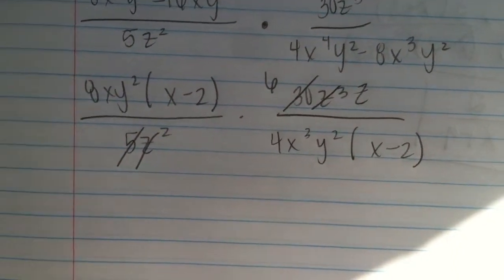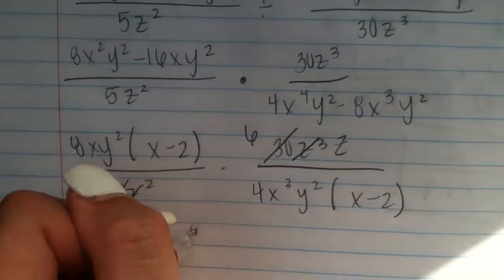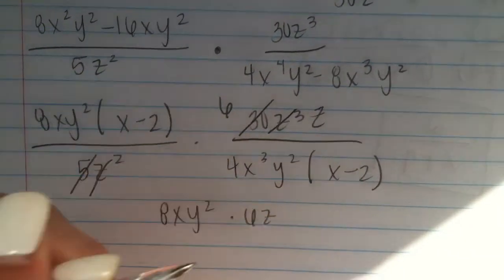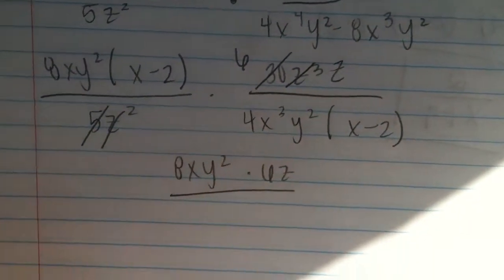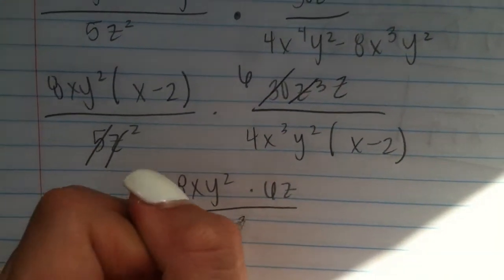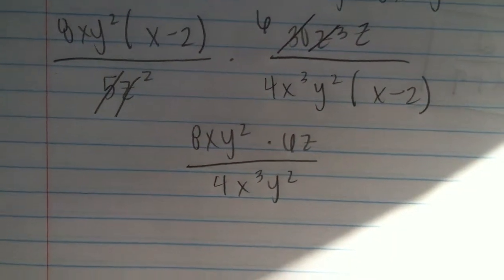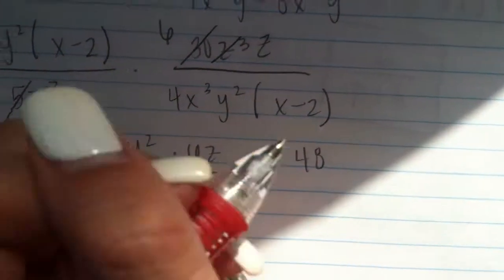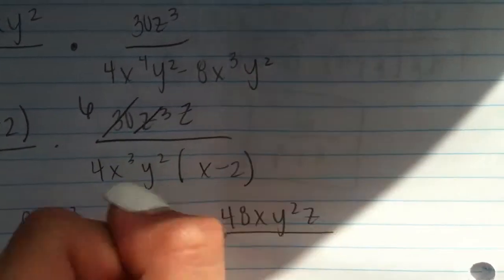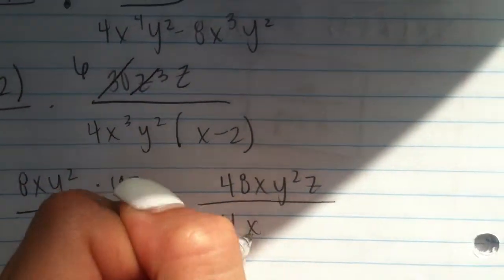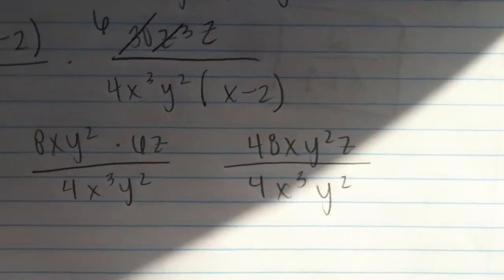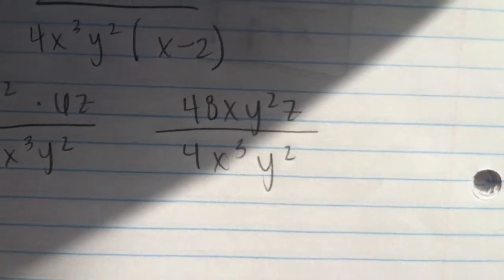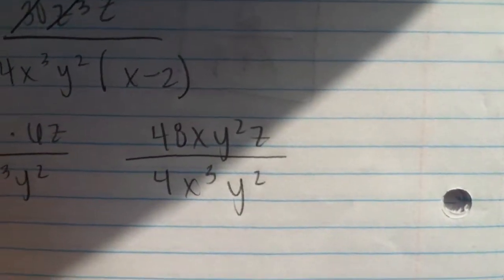So now you're going to multiply across. I'll write it out for you. What you have is this. And then you have all over 4x to the third y squared. Okay, so now 8 times 6 is 48. And then you're left with x, y squared, z, all over 4x to the third y squared, actually, sorry. So you're going to reduce this. 4 goes into 48 12 times.